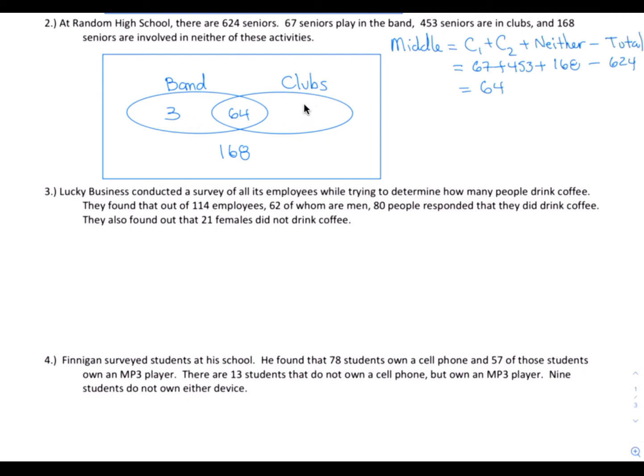We can also figure out what goes in this space. If we subtract 453 total members of the club minus the 64, we would get our answer. So 453 minus 64 leaves us with 389. That represents the seniors who are in clubs that are not in band. All 4 areas are filled, so number 2 is finished.